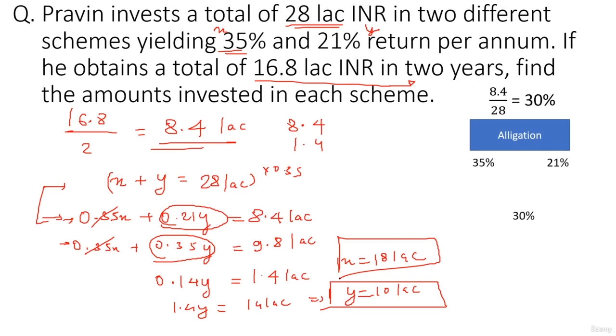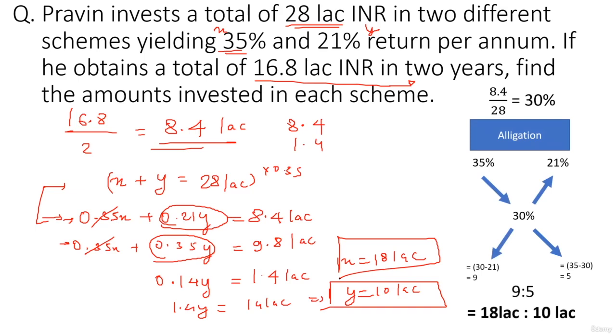So 35%, 21%, and their 30%, everyone will apply allocation. The ratio I'll be getting is basically 9:5. So we break 28 in the ratio into 18 lakhs and 10 lakhs. That's a much quicker way to solve the question.